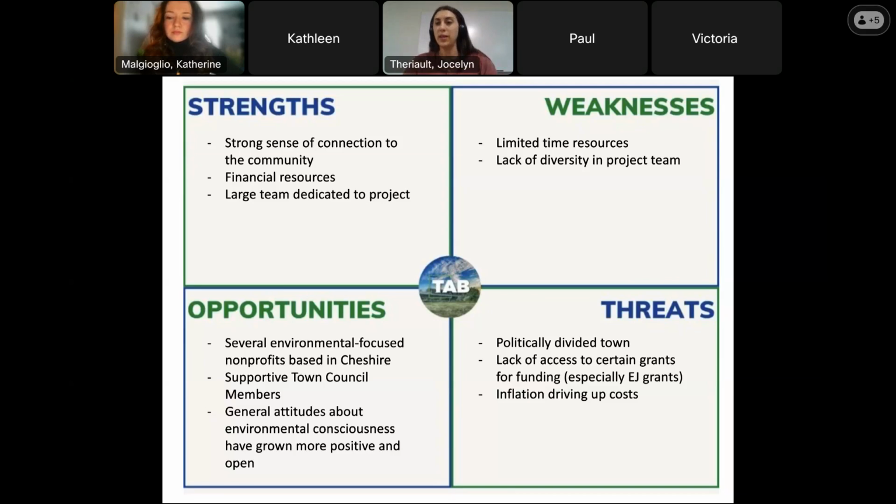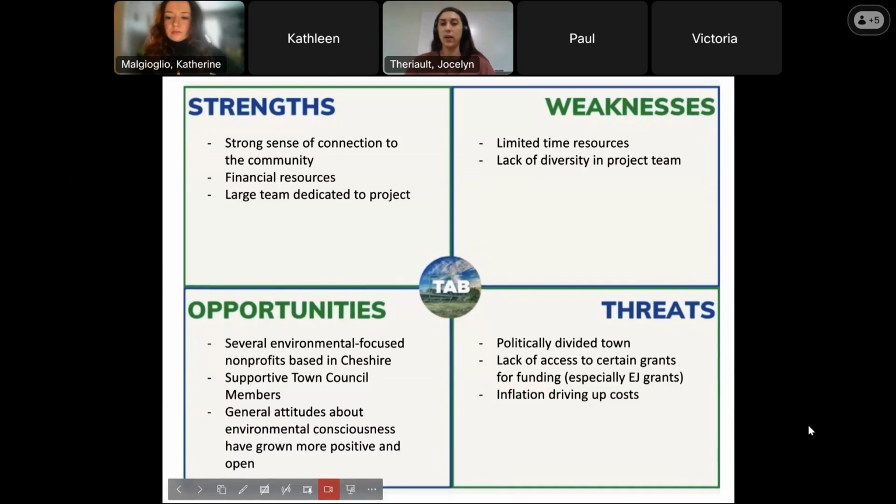Flipping that a little bit, looking at weaknesses, because a lot of the people who are on this project team work full-time jobs, many of them are working with other nonprofits in town and are working on other town projects. Many of them have limited time because this is sort of their thing on the side. So the lack of time that a lot of people bring could potentially pose a weakness for sustaining long-term work on the project.